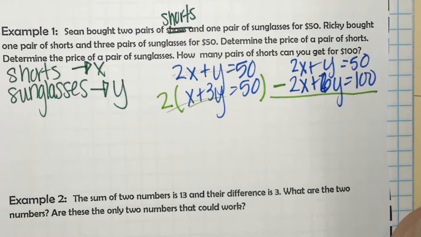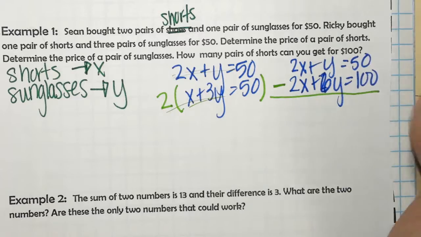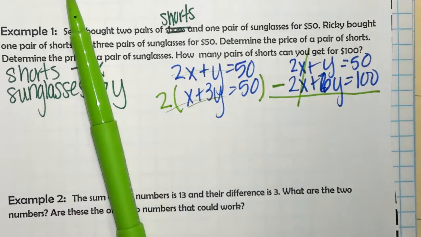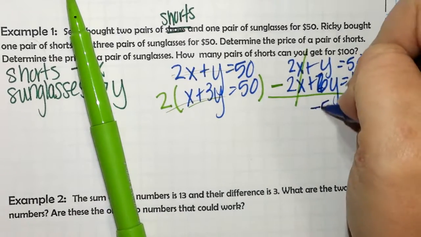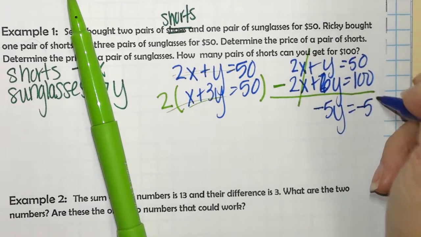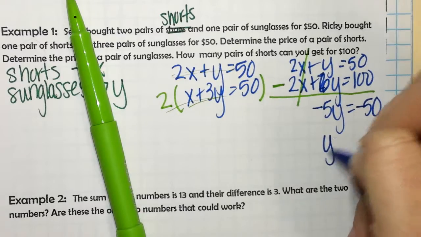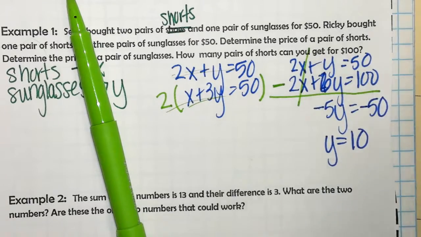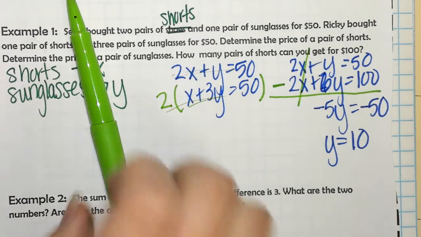Are y'all ready now? Okay, so now you subtract straight down. What is 1y minus 6y? 50 minus 100? Negative 50. Got it. And then y equals 10. Now, are we done? No, we are not.